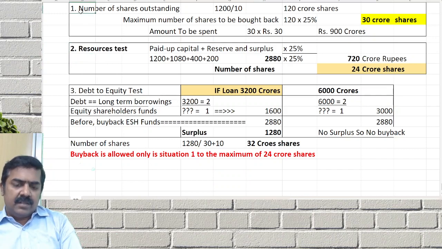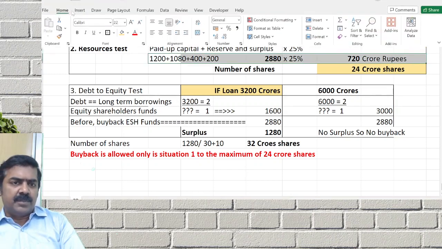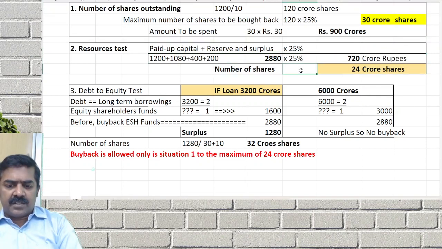Any doubt in it? Based on number of shares, 120 crore shares into 25%, 30 crores. If you go by this, you will be spending 900 crores. That is not allowed as per the second condition. Second condition permits only up to what? 720 crores. With this, we can buy 24 crore shares, 720 divided by 30.